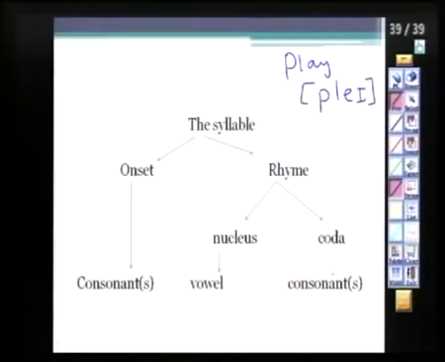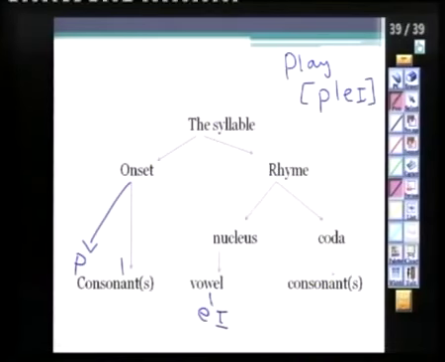Okay. How do we analyze the structure of the word play? Do we have an onset? What's the onset? P and l. The pa sound and the la sound. So the onset has two consonants. It has the pa sound. It has the la sound. So look at this. I said consonant or consonants. So you could have one consonant or you could have two consonants. Up to three in English. You could never have four. We're going to see. The nucleus is the vowel A.